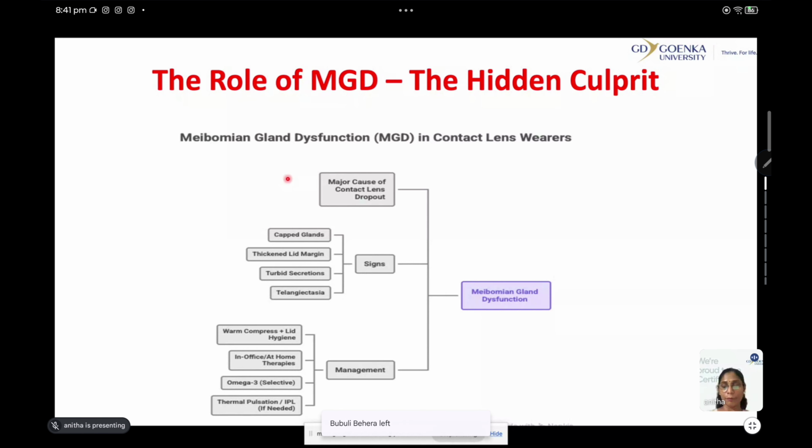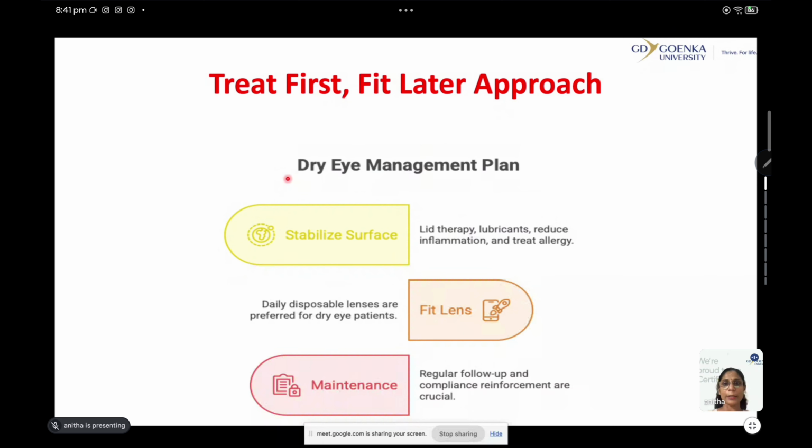So the role of MGD, that is the hidden culprit in most contact lens wearers, you need to find out by the science, and also manage. Warm compress, lid hygiene, in-office and at-home therapies can be recommended. Omega 3 supplements are very good. And then of course you have IPL therapy or thermal pulsation therapies that can also be aggressively used to manage it.